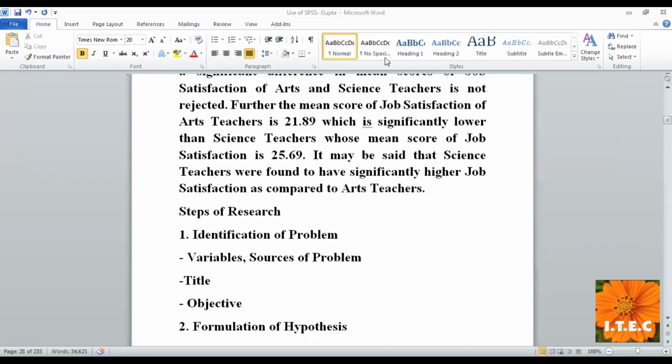Now, Patnaik, think about it. If your type 1 error is 80%, what can be your type 2 error?